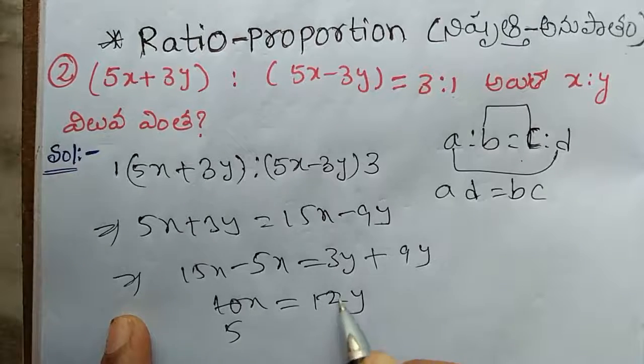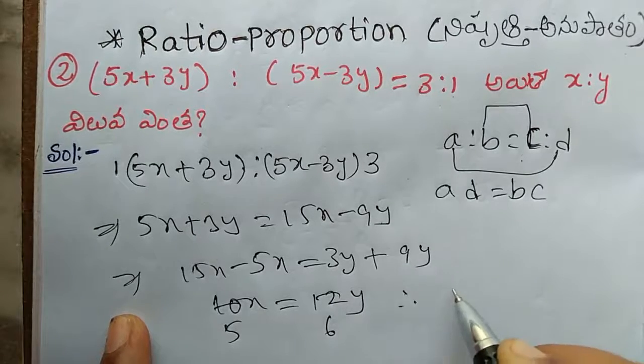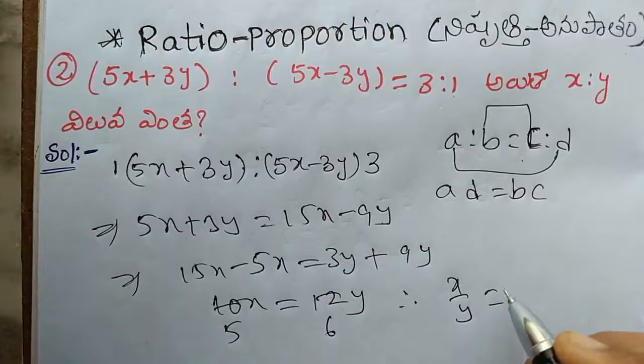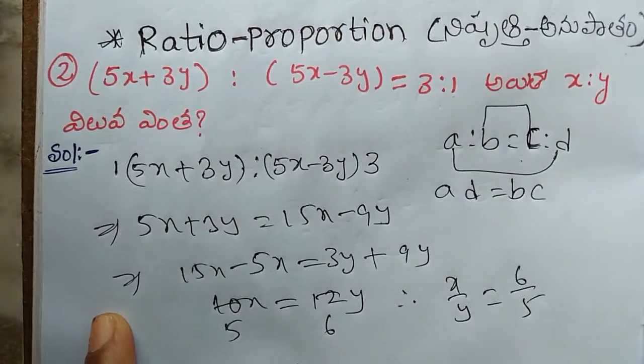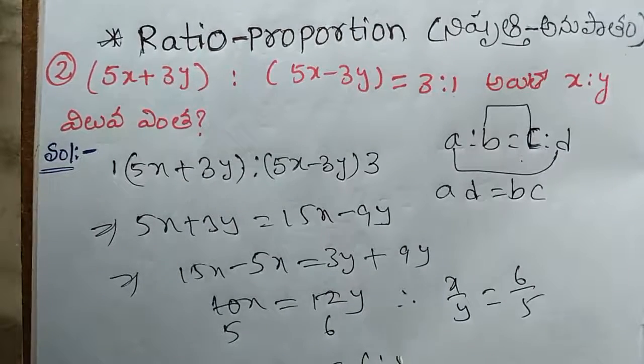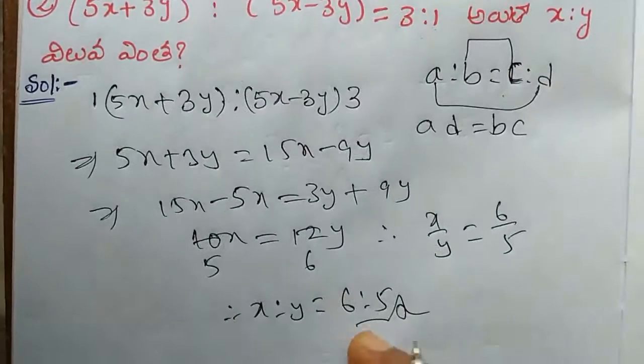2 5 and 2 6, therefore x by y it is equal to em avutundi chudandi, 6 by 5. So x is to y it is equal to 6 is to 5. Answer.